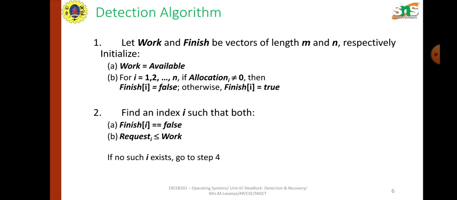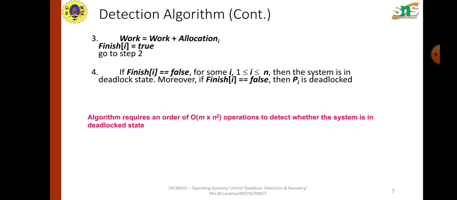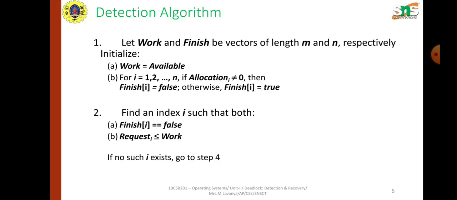Then the second step is to find an index i such that finish of i equal to false and request of i is less than or equal to work. If this is true, then it follows step 3. If such an i exists, then step 3 is followed. In step 3, work equal to work plus allocation, and finish of i is set equal to true. Then again we follow step 2.